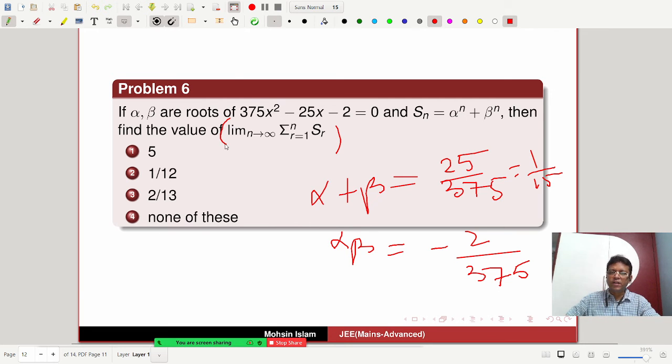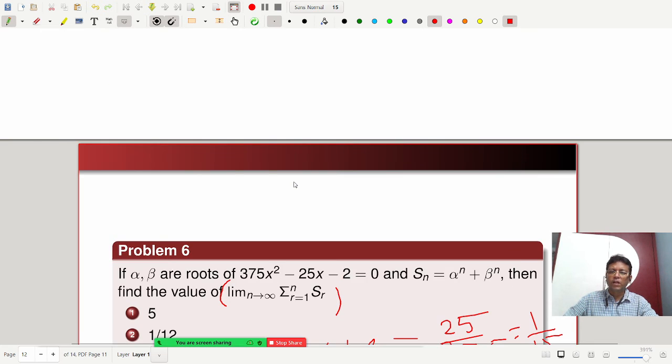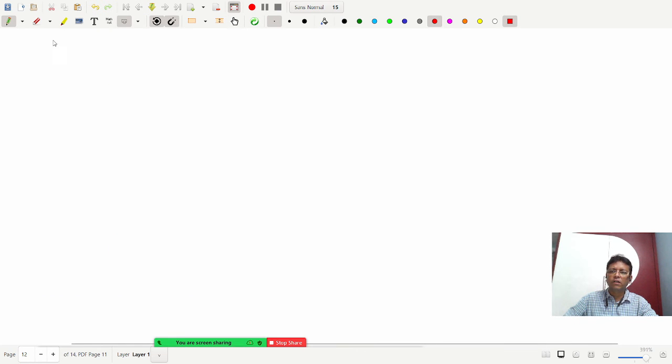Now let me write this one. Limit n goes to infinity, summation Sr is Sr. So I will write alpha to the power r plus beta to the power r. Okay. So let me write this one here. Let me use the space here.